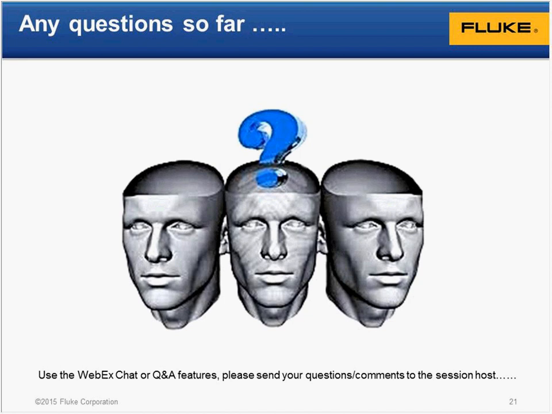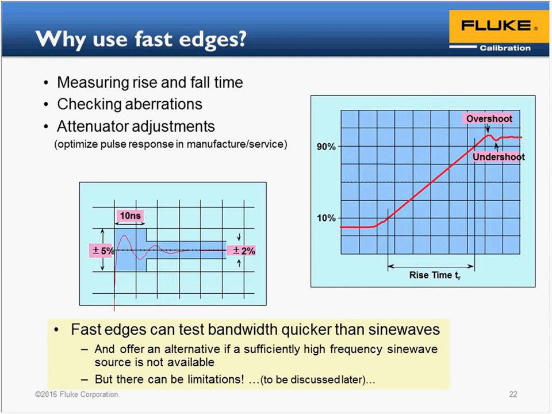We want to do that because typically it's specification for the scope, so we want to actually measure it. So we'd measure the rise and fall time, which is usually the parameter that is specified. We also want to measure or check aberrations. And by aberrations, I mean undershoots and overshoots after a rising or falling edge has taken place.